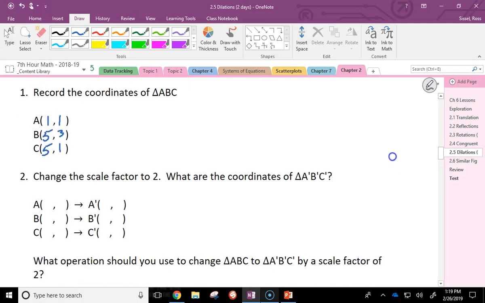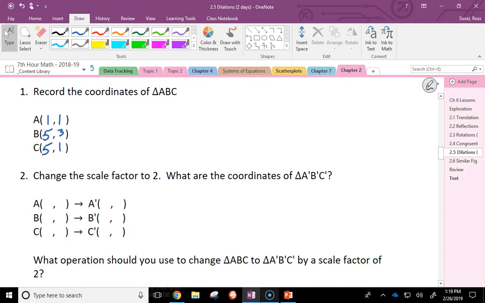Then on number 2 it says change the scale factor to 2. You're still going to use the original triangle shape. So on this number 2 I want us to put down.